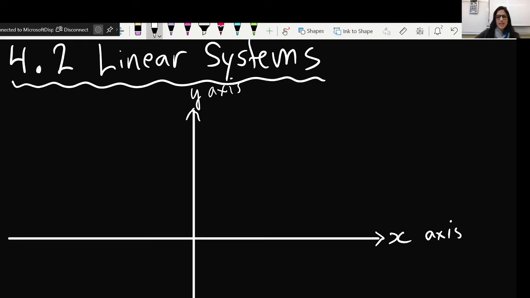Then on the right side here on the X-axis, the X-axis is basically a number line. So we're used to seeing that. It's just that now we've put something there vertically as well.